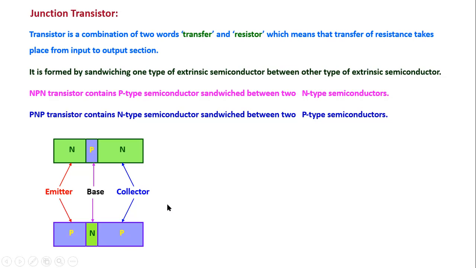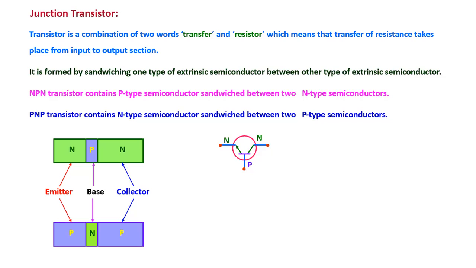Now, based on doping level, the emitter is heavily doped. The emitter n-type material is heavily doped. Then the next one is the collector. It is lightly doped, and the base is moderately doped.